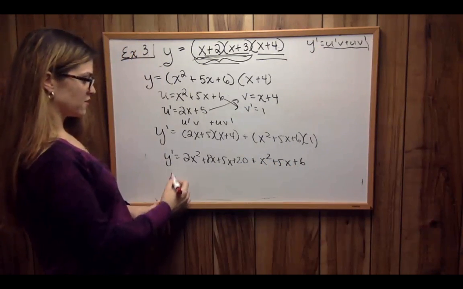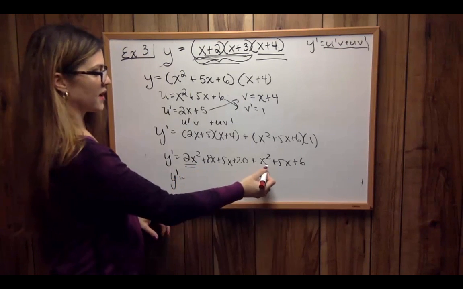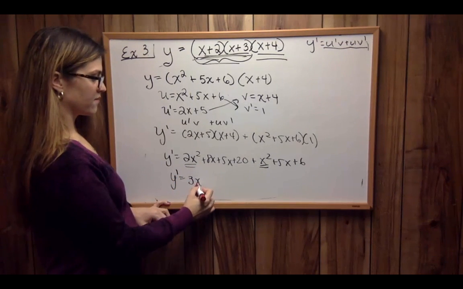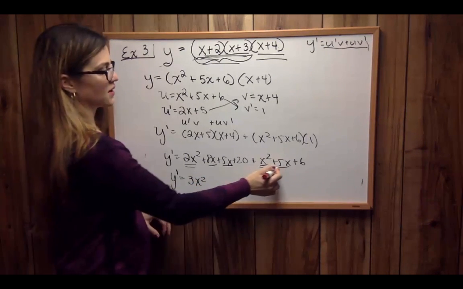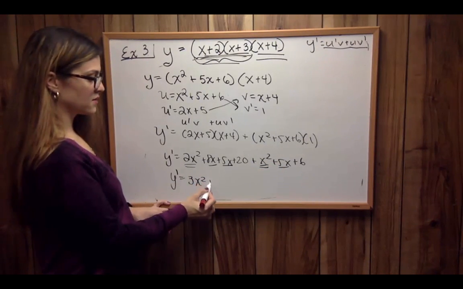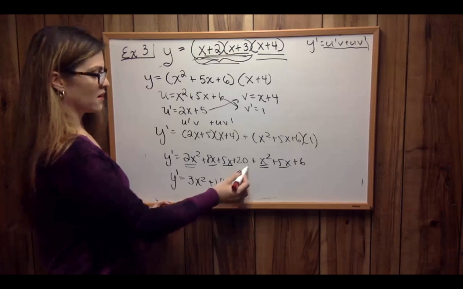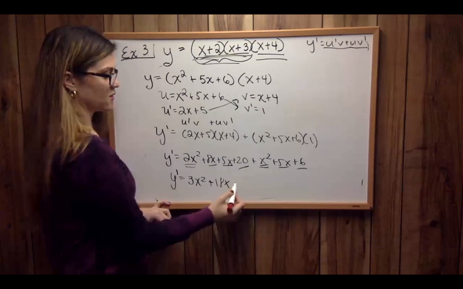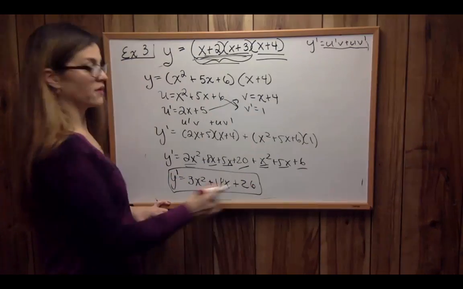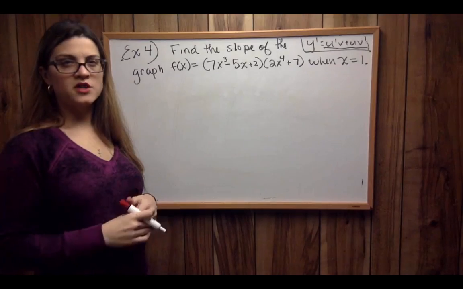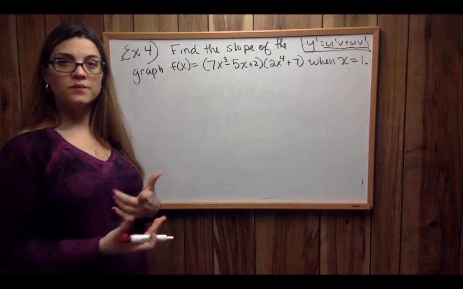You look for like terms. 2x squared and x squared gives you 3x squared. 8x and 5x gives you 13x. 13x and 5x gives you 18x. Plus 20 and 6, so plus 26. And that's your derivative. Let's try a question now that applies this to the idea of slope.